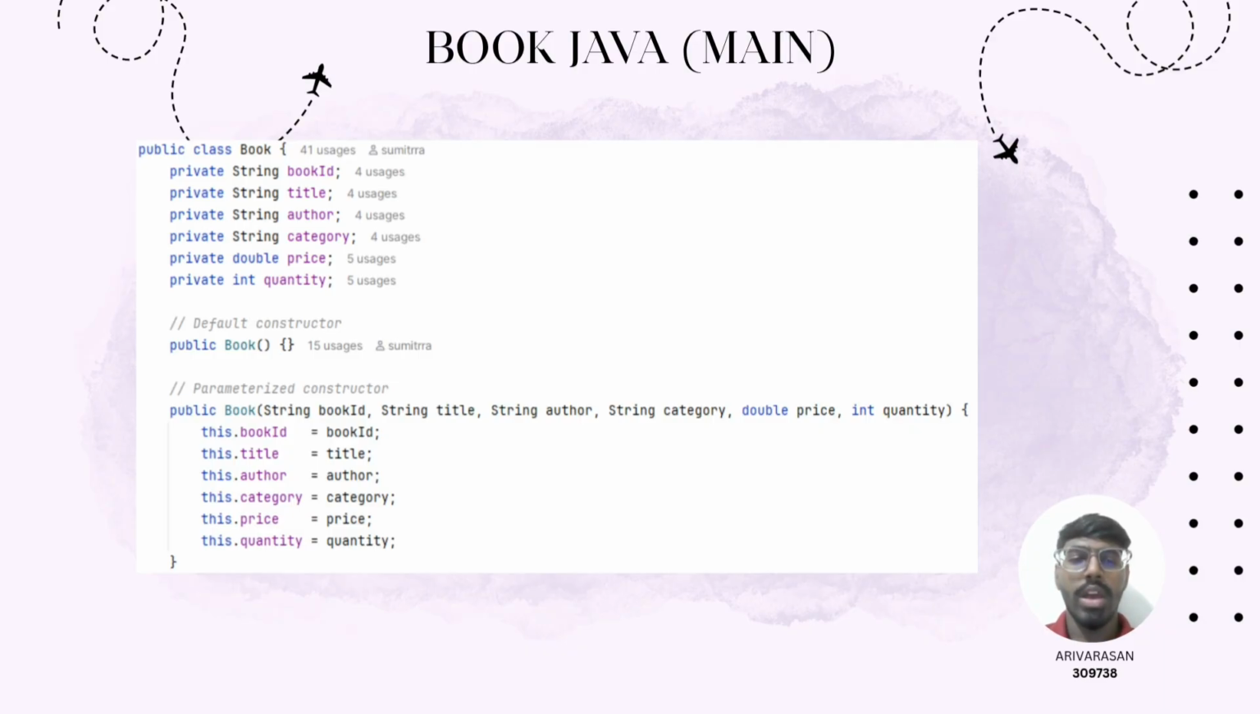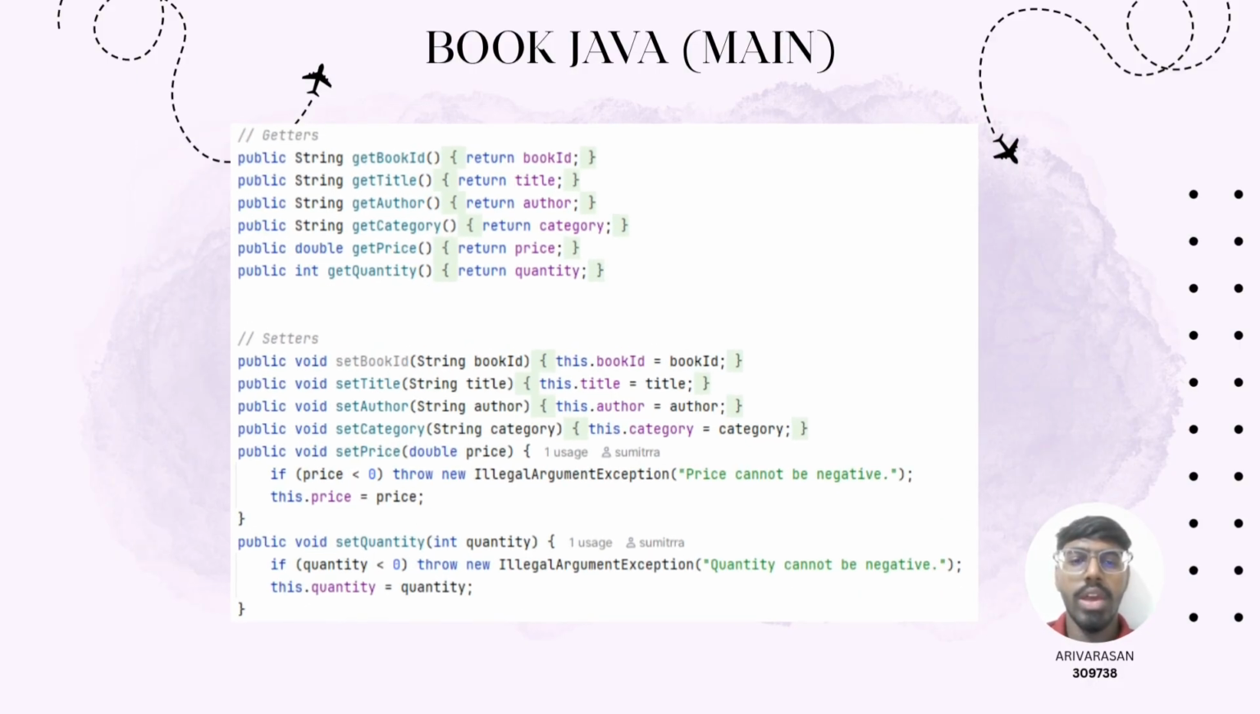Next, we also have two constructors. The default constructor creates an empty object, while the other constructor allows us to create an object with values. And here we have getters and setters. So getters are used to access the data and the setters are used to update the data. In the setters, for price and quantity, validation is added to prevent user from entering a negative value.